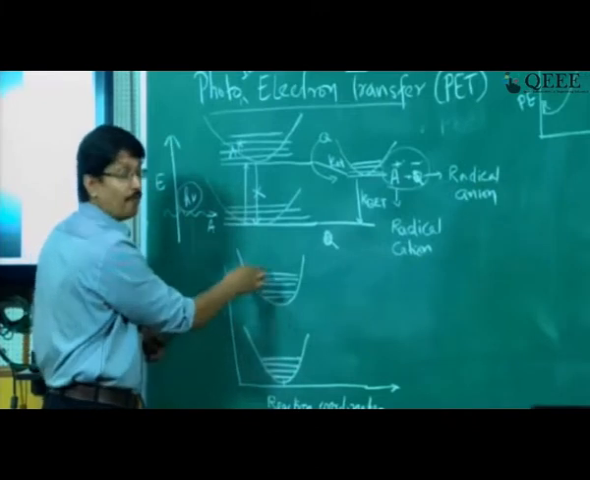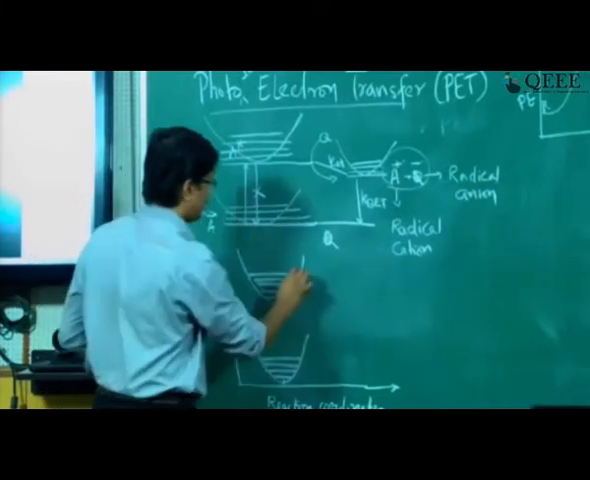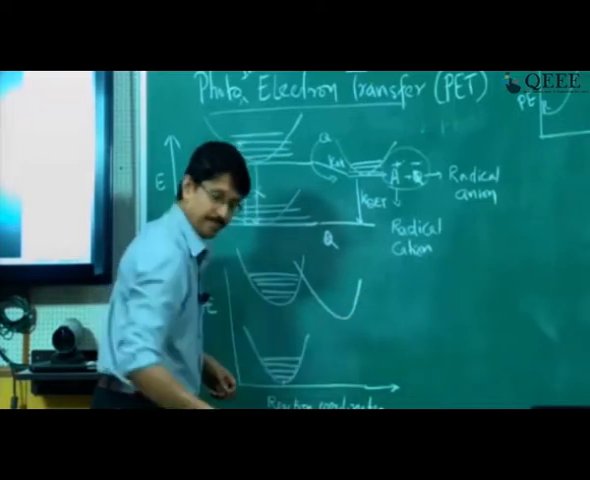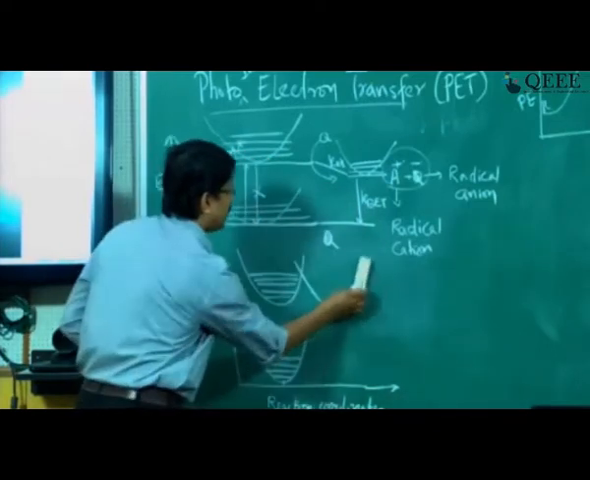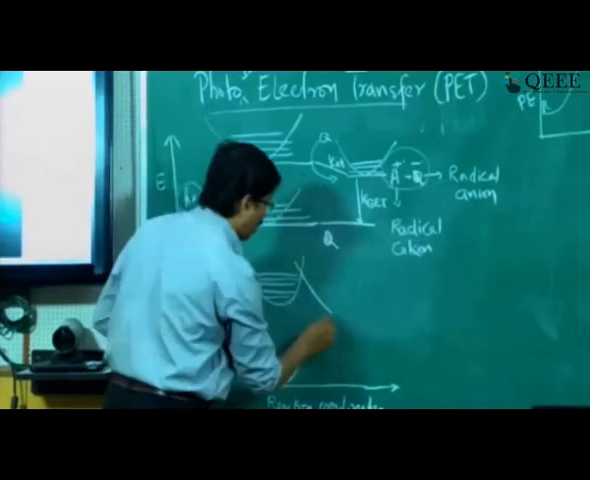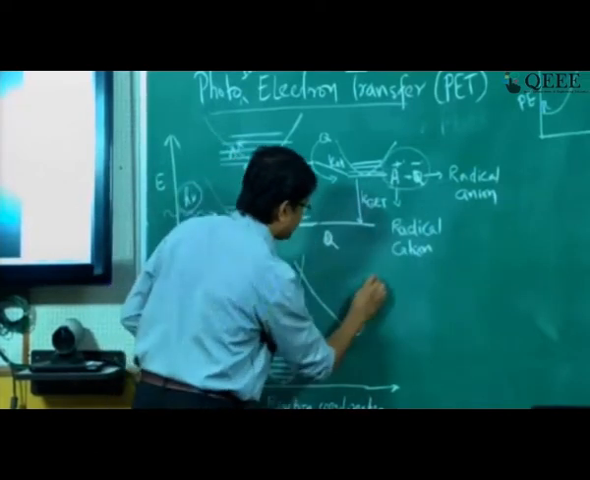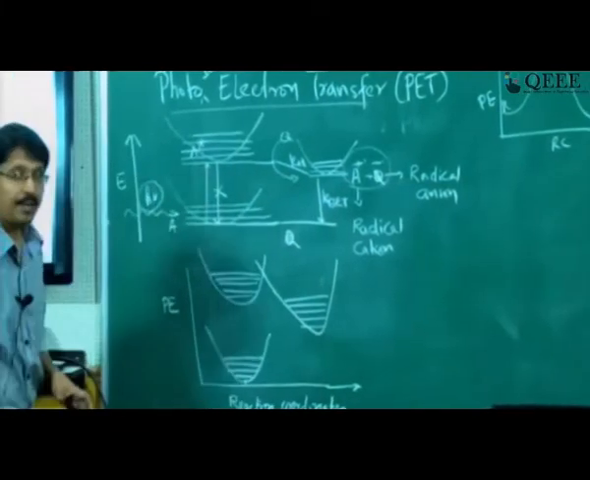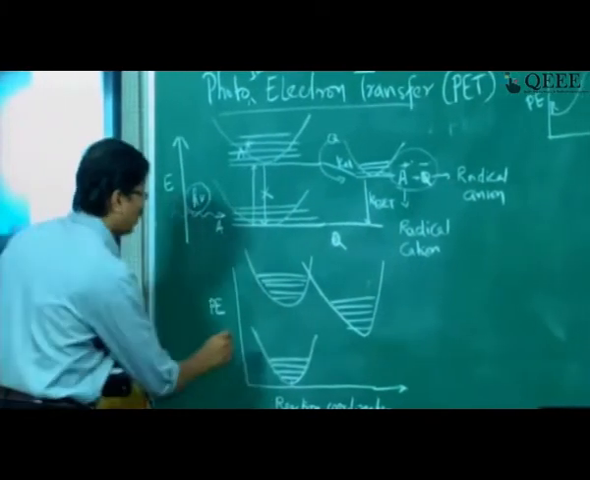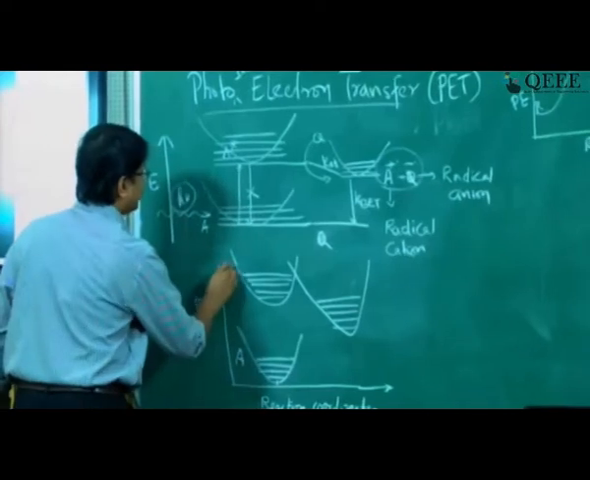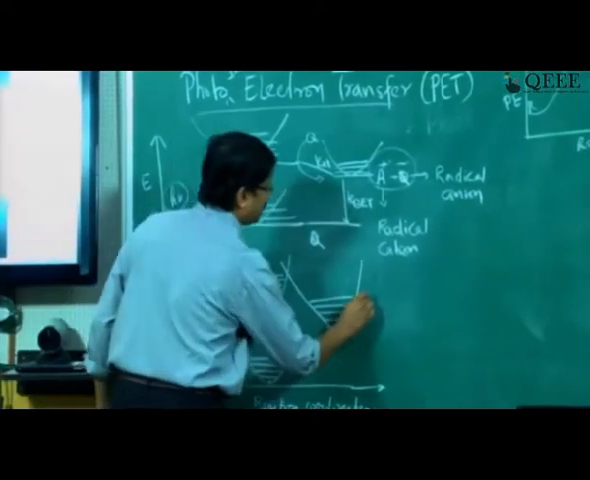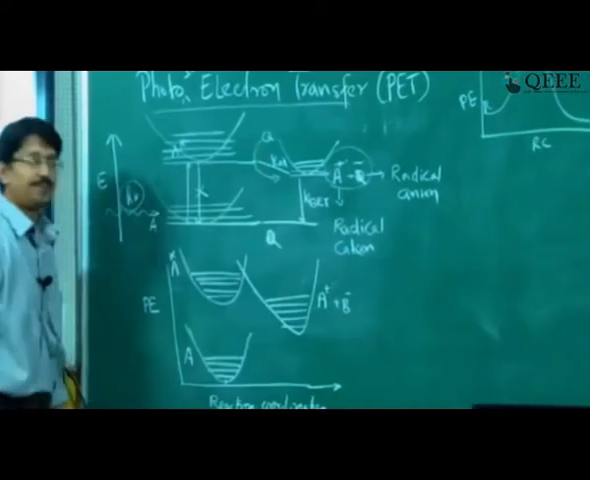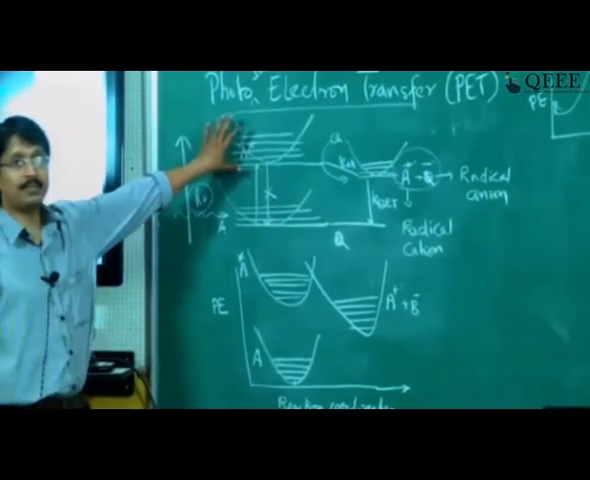These lines are the vibration energy levels. Another state representing the A plus dot, and okay, now you carefully look at it. This is A, this is A star, this is A plus dot, B minus dot, same thing as the above.